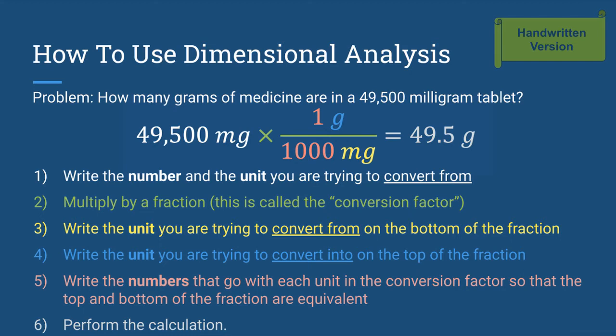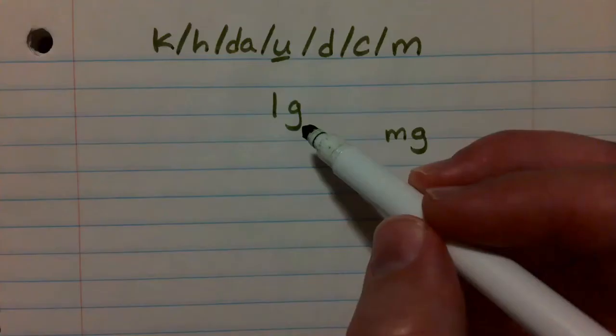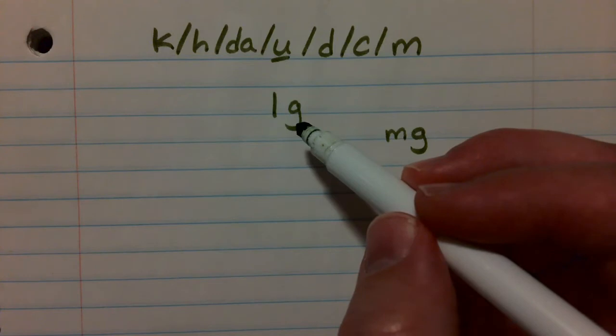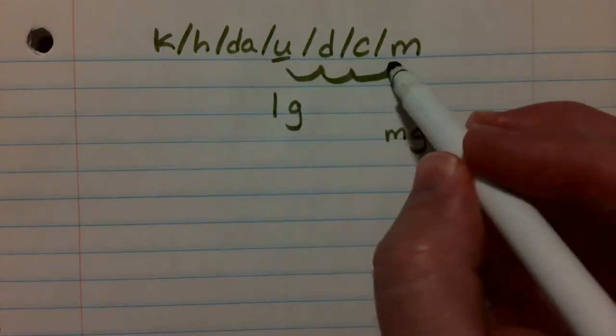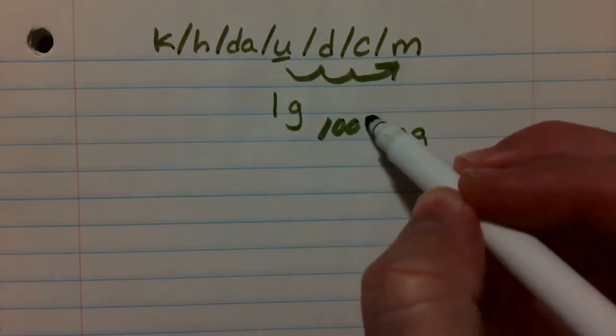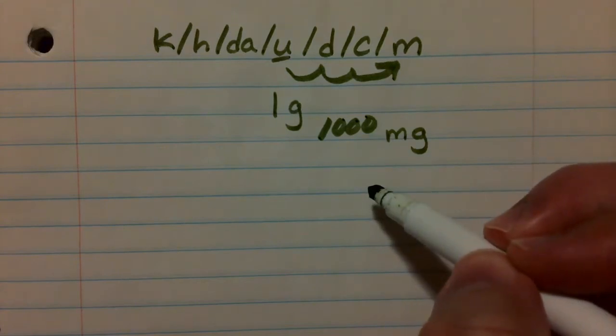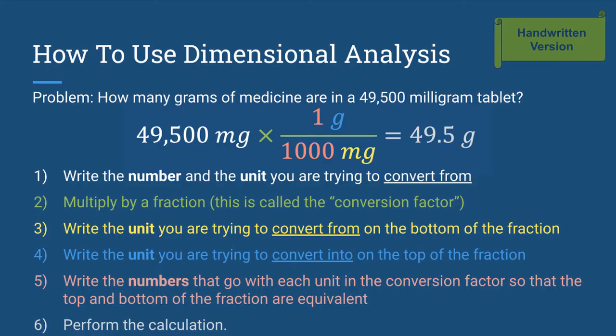For step 5, shown in red, because 1 gram is equivalent to 1,000 milligrams, and I can remember that by writing 1 gram and moving the decimal 3 places to the right to get 1,000 milligrams, King Henry danced, usually drinking chocolate milk. Since 1 gram is equivalent to 1,000 milligrams, step 5 is complete.